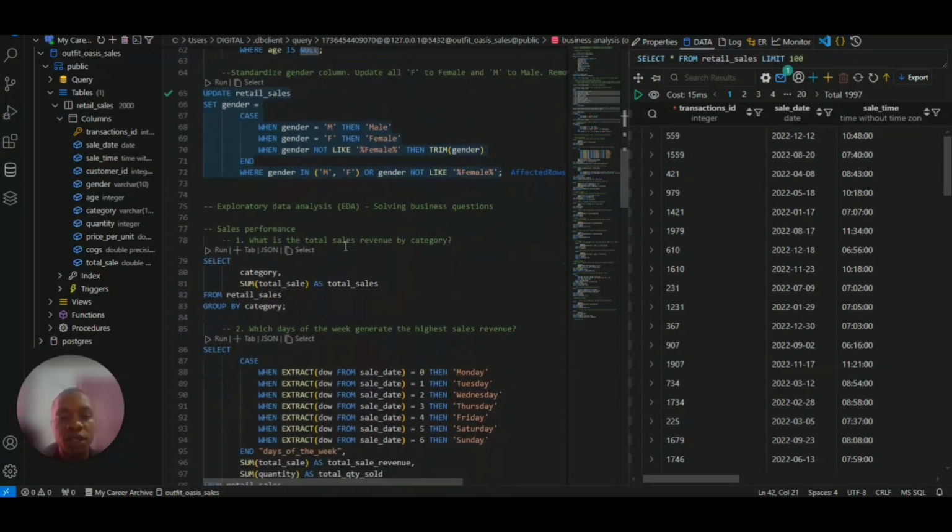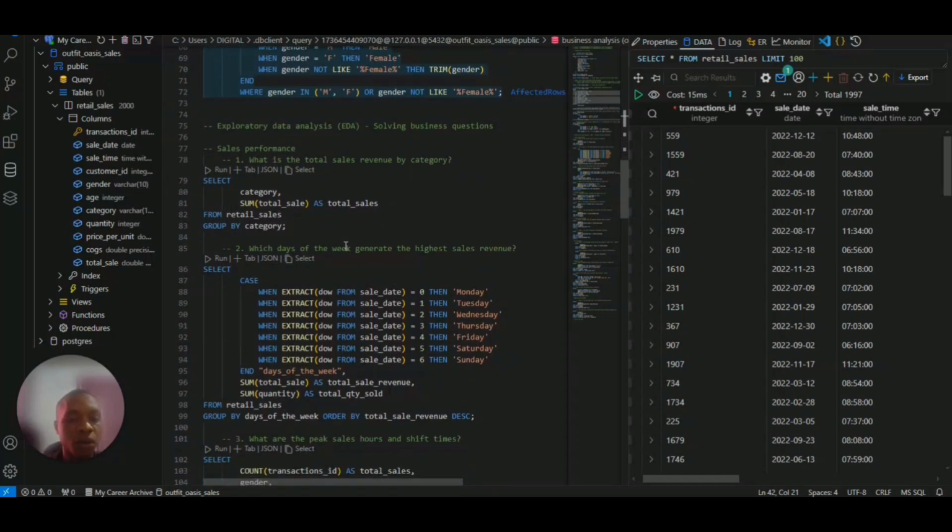All right, so Chloe, this is the part you should be interested in more. So these are the exploratory data analysis queries I developed to answer the questions.